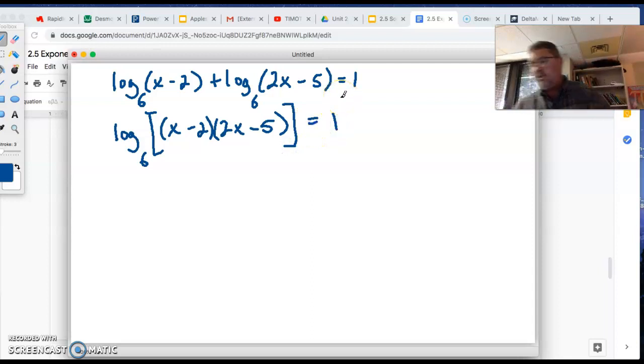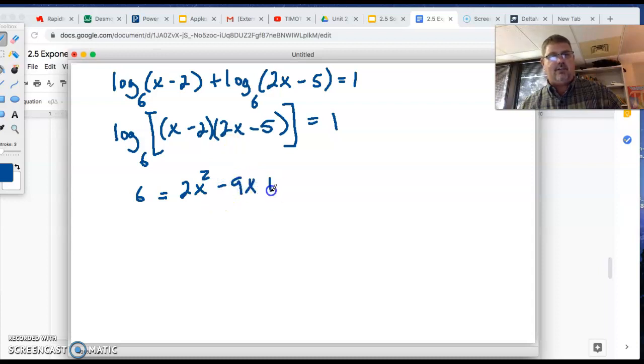Alright, so your next move really is to convert to exponential. So 6 to the 1, which is 6, is equal to, let's go ahead and multiply this while we're doing it. We're going to get 2x squared minus 4x minus 5x, which is 9x, and then finally plus 10. And now we have a quadratic equation. That's what we're calling degree 2. And we're going to set it equal to 0.